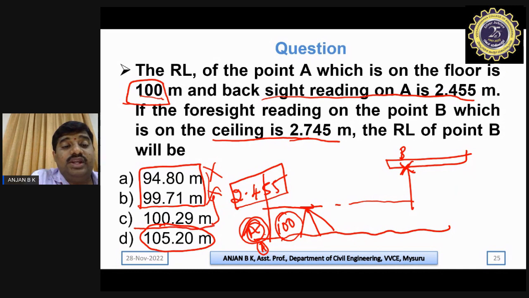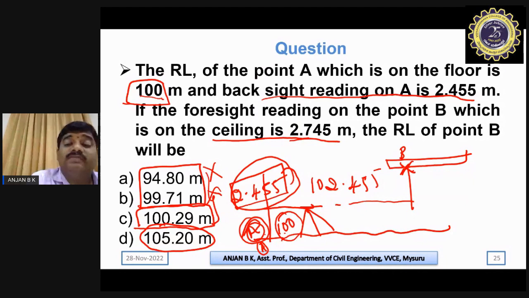And this 0.29 is a very small amount, because if you add 100 plus 2.455, then already your height of instrument is 102.455, which means your RL of B should be more than that. So you can remove option C also. So you are left with only one option, that is 105.2. So directly you can select this if you think logically.